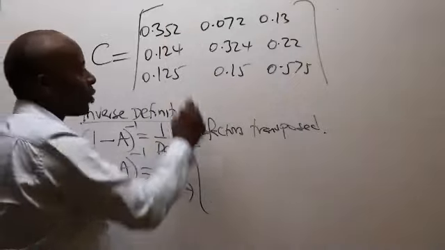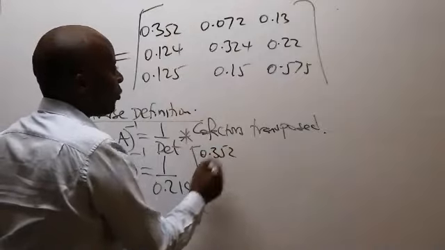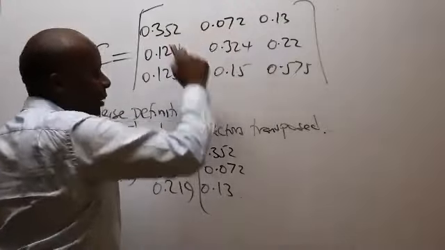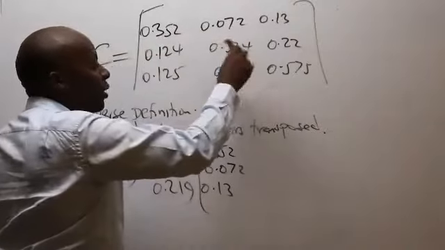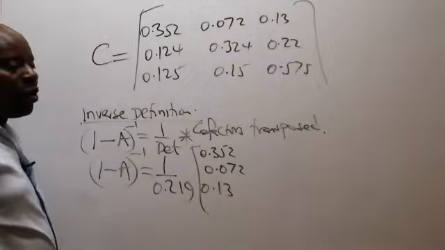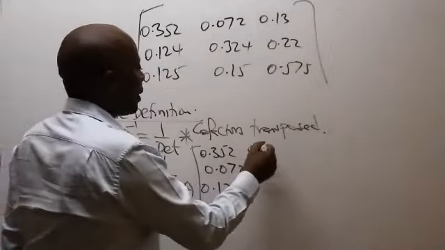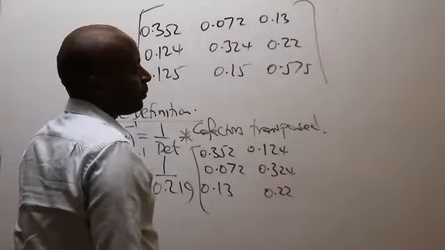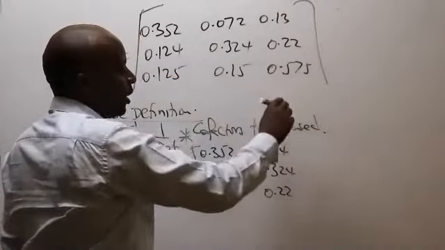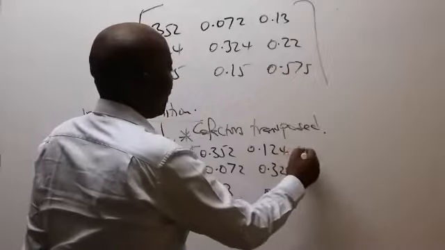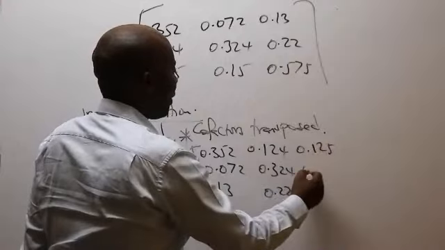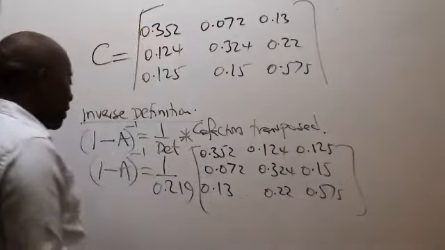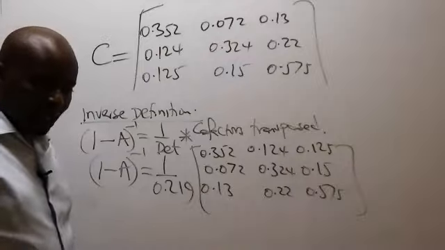So row number 1 becomes column number 1. So we have here 0.352, 0.072, 0.13. So this is row 1 that has become column 1. Row 2 becomes my second column: we have 0.124, 0.324, 0.22. And then row 3 becomes column 3: 0.125, 0.15, 0.575. So ladies and gentlemen, this is our I minus A inverse.